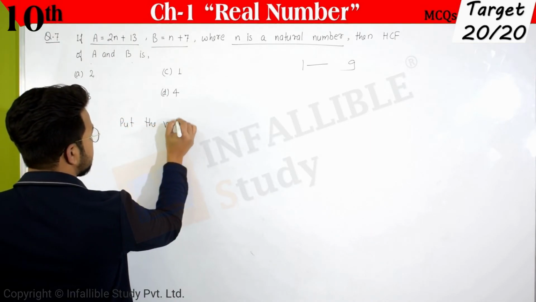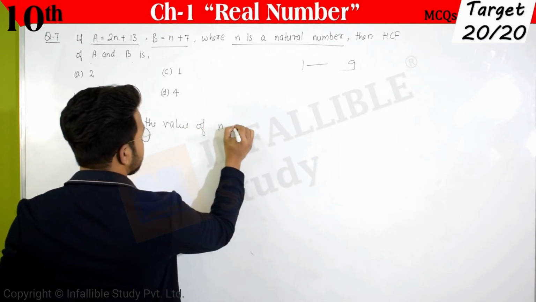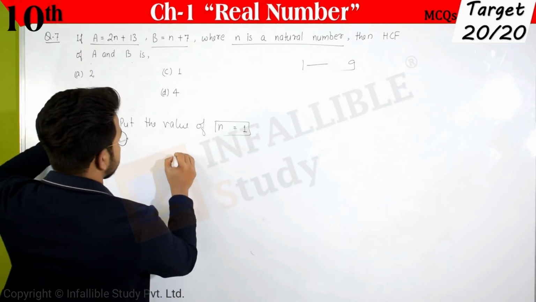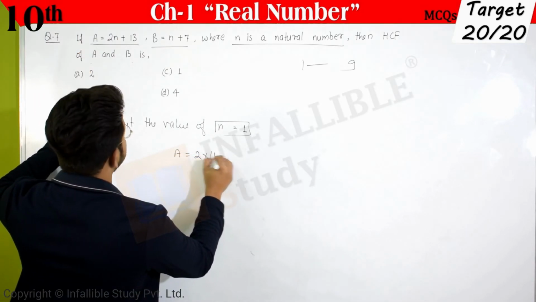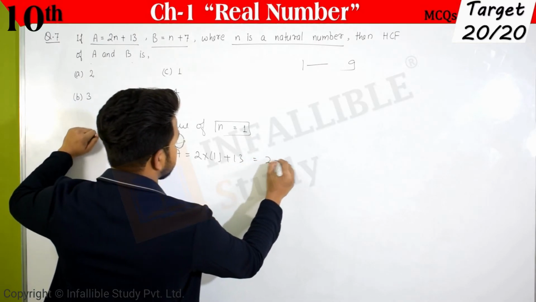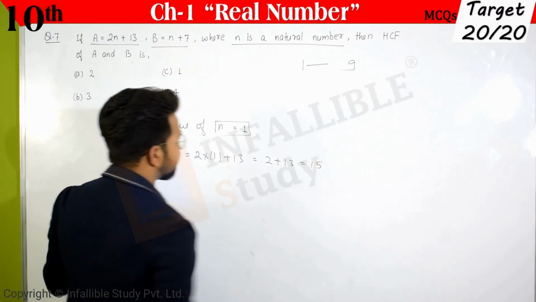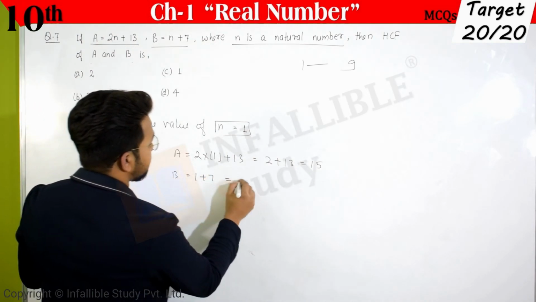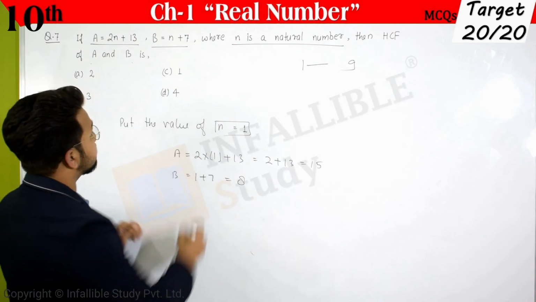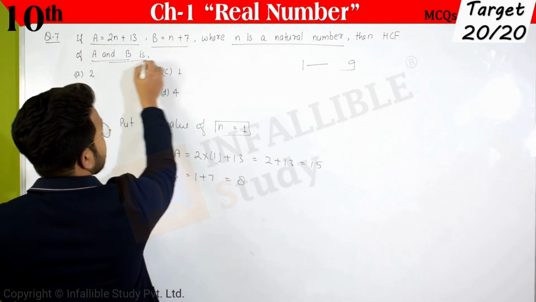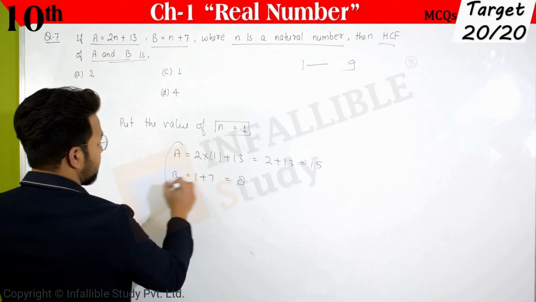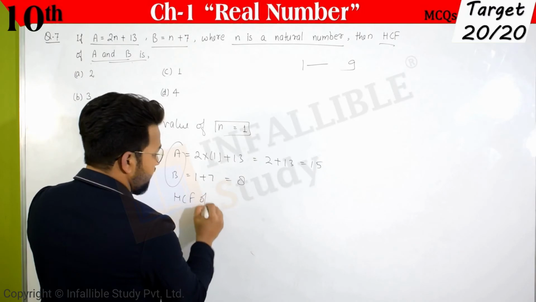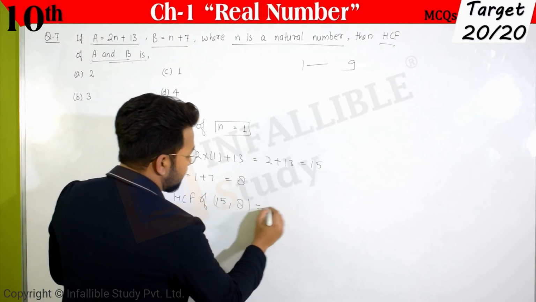Now put the value of n is equal to 1. So a is equal to 2 multiplied by 1 plus 13, it becomes 2 plus 13 is equal to 15. And in the equation b, b is equal to 1 plus 7, it becomes 8. And again the question says to find the HCF of a and b. So the HCF of 15 and 8 will be 1.